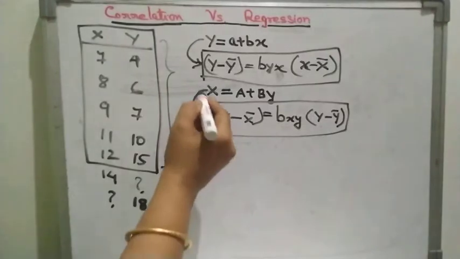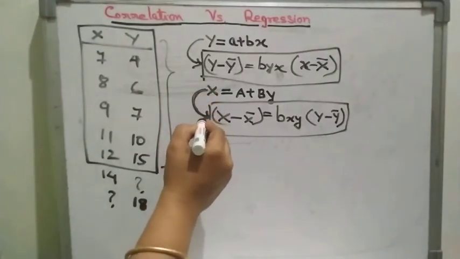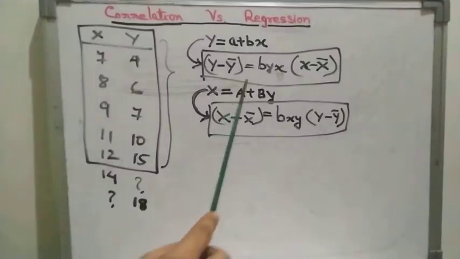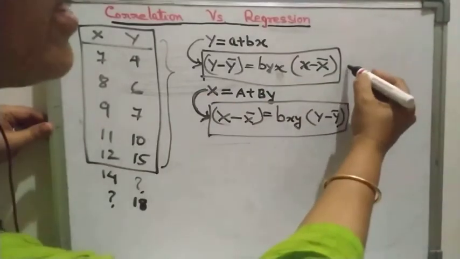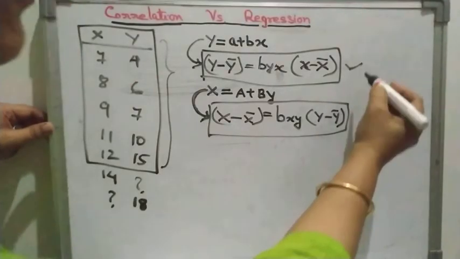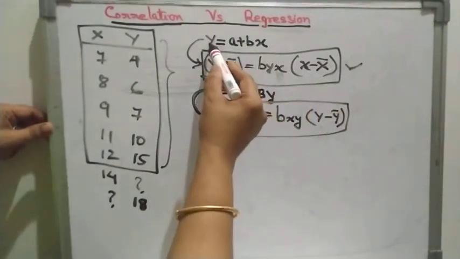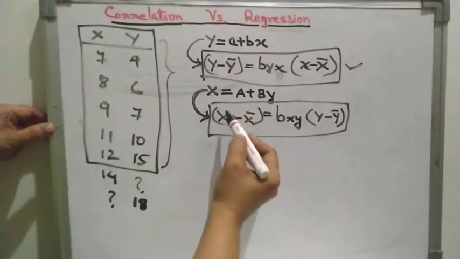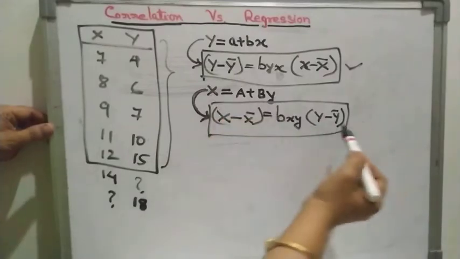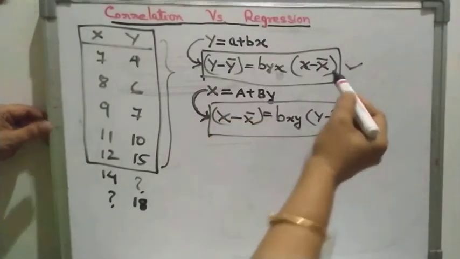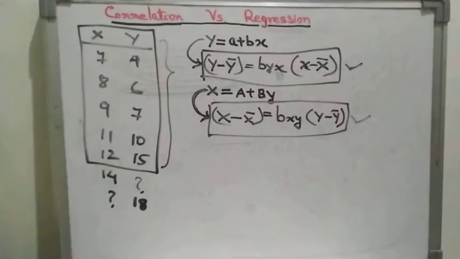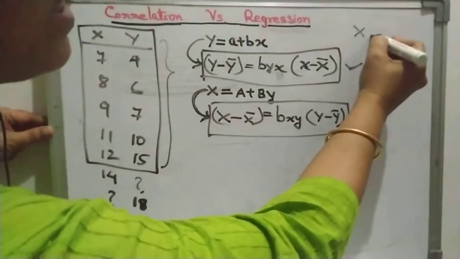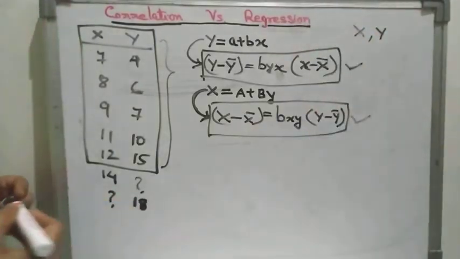This derivation part is not in your syllabus, that's why I am not giving it, just the equations. There are two regression equations: one is y on x, when we take y as a dependent variable, and we get another regression equation when we take x as a dependent variable. So we get two regression equations. And why are there two? Because we are studying two variables, x and y.